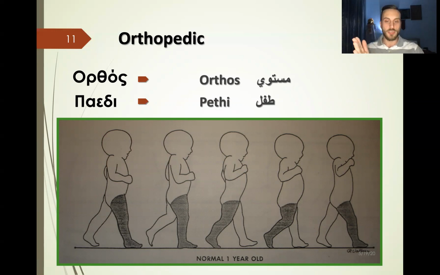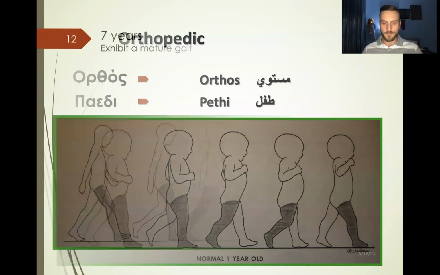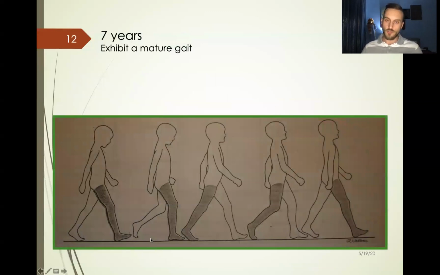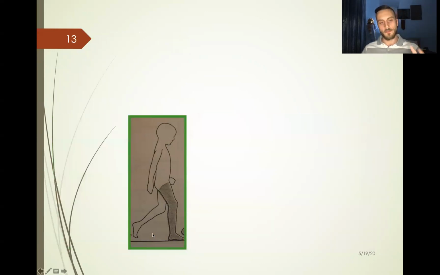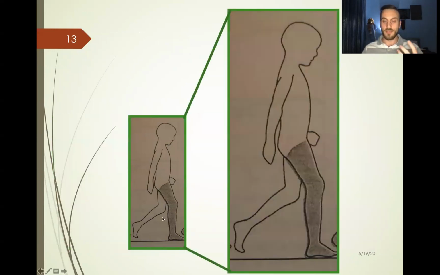He can't jump on one limb. That's why he's moving very fast. He can't be standing on one limb alone at this age. But when he becomes 7 years old, he's exhibiting the mature gait. And if you take this picture of this kid and make it bigger, you can see that his left leg is off the ground. This means that his weight is going through the right leg.